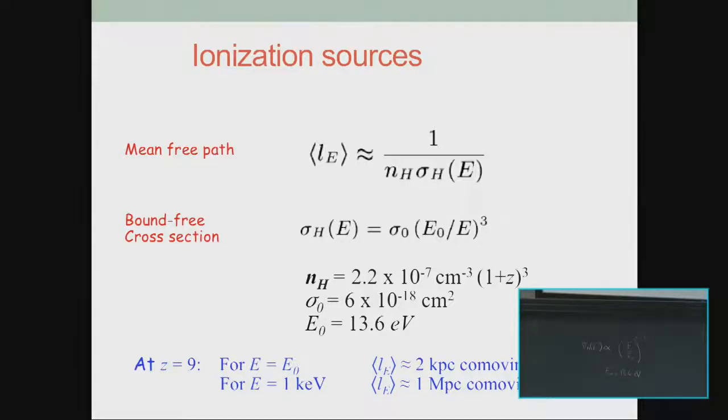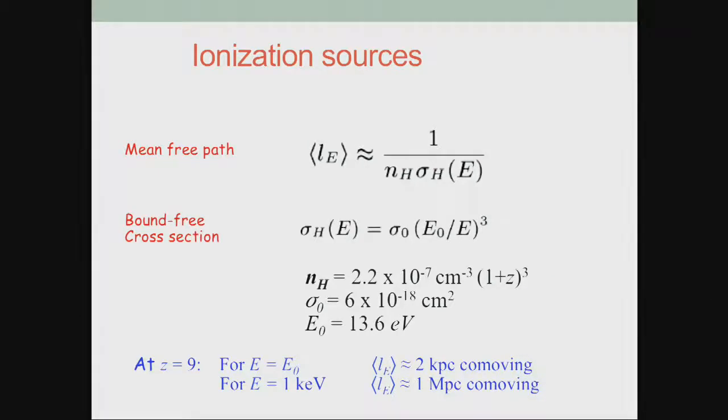However, if you take a 1 keV photon, that's an X-ray photon, right? That's not even hard X-ray. That's just a normal X-ray photon. The mean free path becomes 1 megaparsec. So in other words, it travels 1 megaparsec, on average, before it gets absorbed. So if you want to ionize, you better produce photons closer to this energy, because this is much more efficient in ionization. Okay? But X-rays do something else.